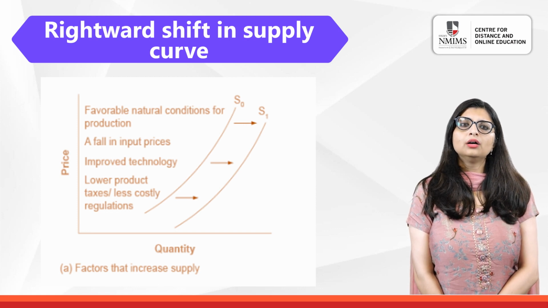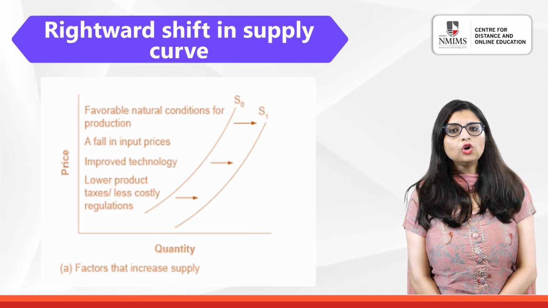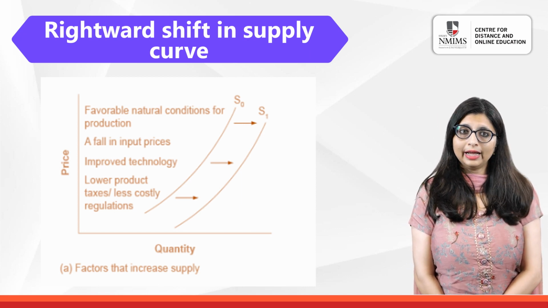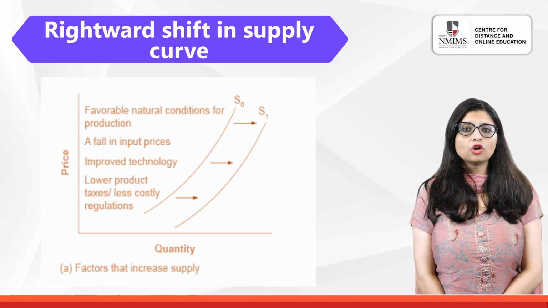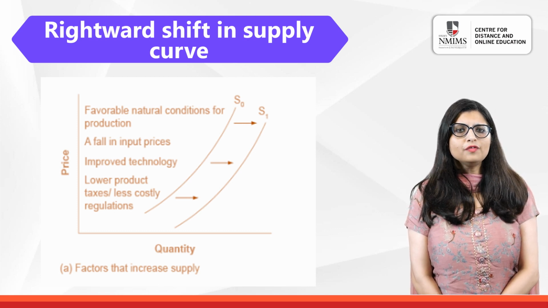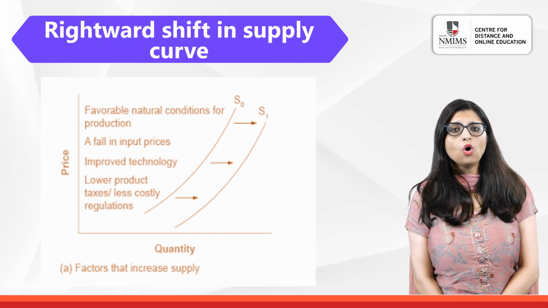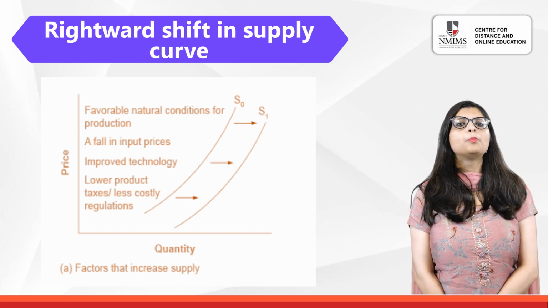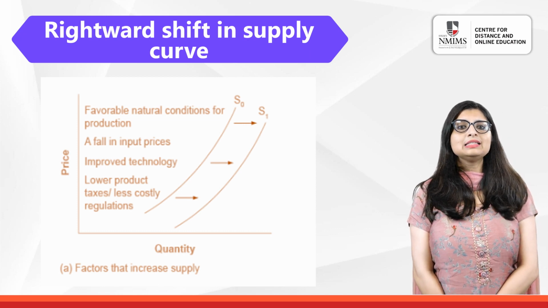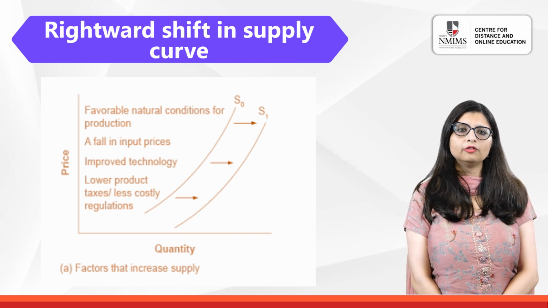What do you think could be the reasons for this rightward shift? It could be due to improved technology, reduction in the prices of factors of production, a decrease in the price of related goods, a decrease in taxation or the grant of subsidies. These may be some of the probable factors leading to the rightward shift in the supply curve.